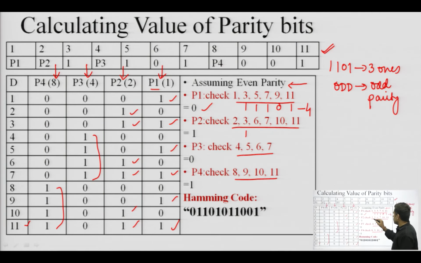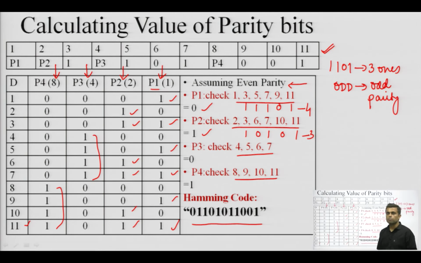Similarly, I can check the values of these bits to find the value of P2. You can check it, 3 is having 1, 6 is having 0, 7 is having 0, 10 is having 0, 11 is having 1. So, there are 3 ones, 3 is odd and I need to make it even. So, I add an extra 1 here. Similarly, I can obtain the values of P3 and P4, and if I replace these 4 values in this Hamming code structure, I get the value as this one.